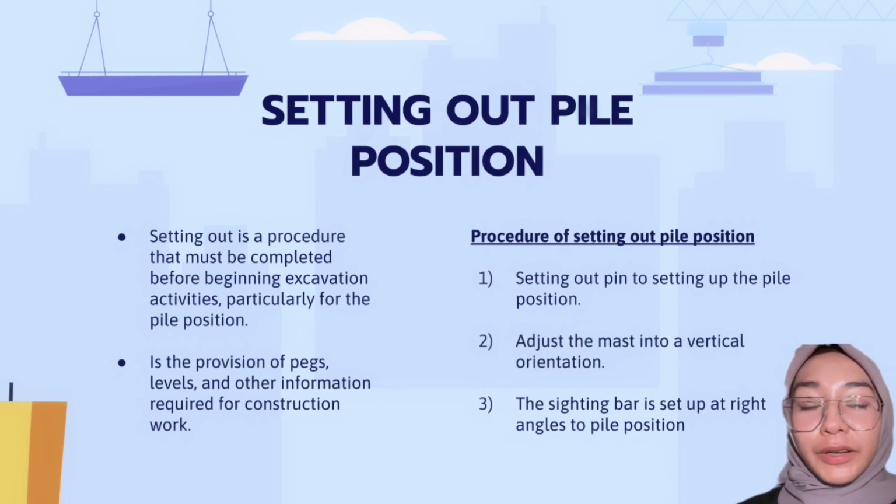Procedure of setting out pile position. First, set out a pin to set up the pile position. Second, adjust the mast into a vertical orientation. And lastly, the sighting bar is set up at a right angle to the pile position.